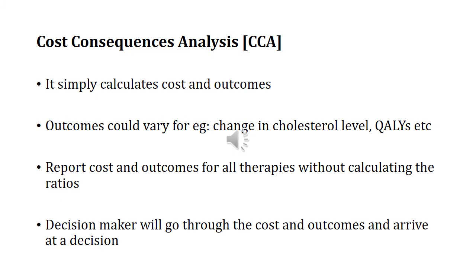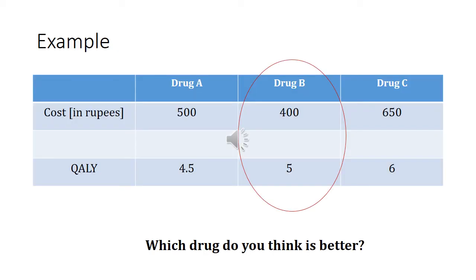The last type is cost consequence analysis. It will simply calculate cost and outcomes. Outcomes could be of different types like change in cholesterol level or quality adjusted life years, etc. In this method, we do not calculate any ratio. We just look at the cost and consequences, and on that basis we do a subjective evaluation and then we arrive at a decision. Let us understand this with the help of an example.